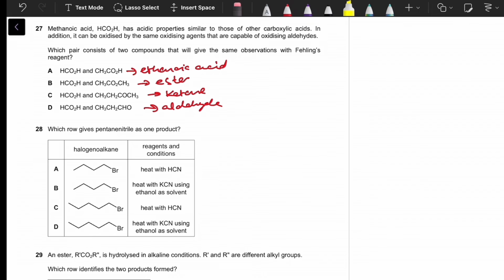Question 27 states that methanoic acid has acidic properties and it can also additionally be oxidized by the same oxidizing agents that are capable of oxidizing aldehydes. Which pair consists of 2 compounds that will give the same observations with Fehling's reagent?